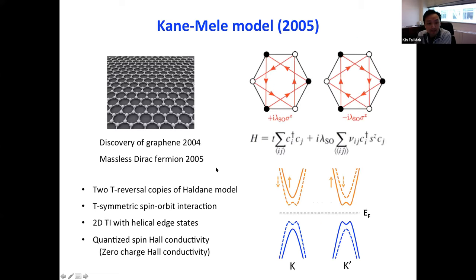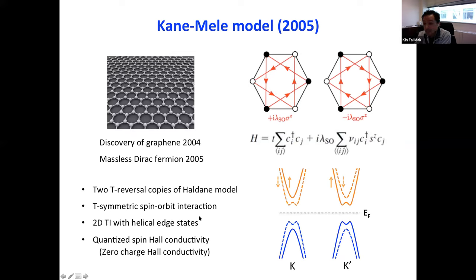Another important development happened in 2005, stimulated by the discovery of graphene in 2004. Kane and Mele considered a model which, in the absence of Rashba spin-orbit interaction, is just two time-reversed copies of the Haldane model that I just introduced. The t2 term, the next nearest neighbor hopping, can now be considered as an Ising spin-orbit interaction in this Kane-Mele Hamiltonian. As a result, because we have two spin copies, spin up and spin down, at both the K and K prime valleys, the band structure would look something like that.